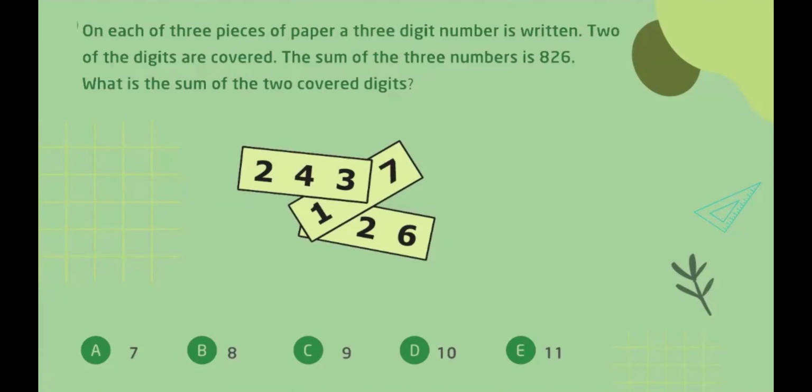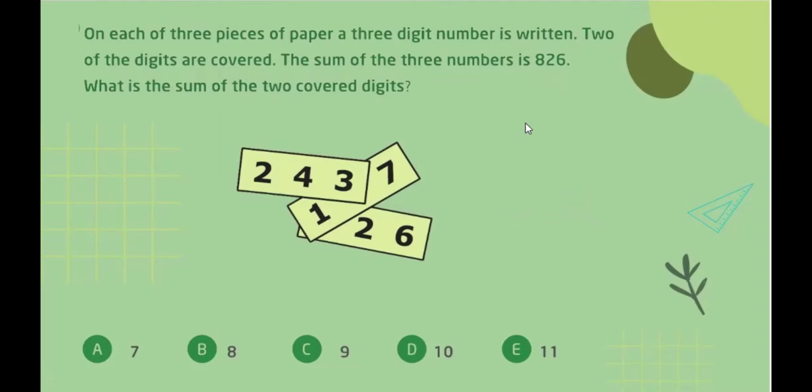Now, the first problem with us today: on each of three pieces of paper, a three-digit number is written. Two of the digits are covered. The sum of the three numbers is 826. What is the sum of the two covered digits? To make it easier, we're going to put it under each other.